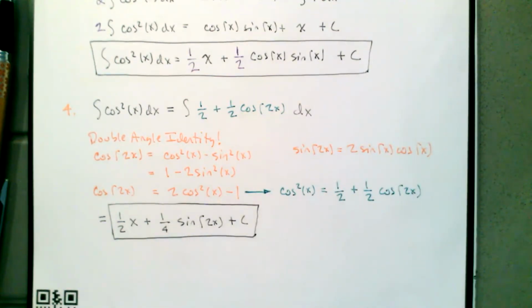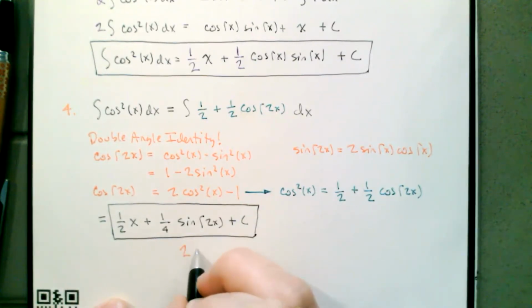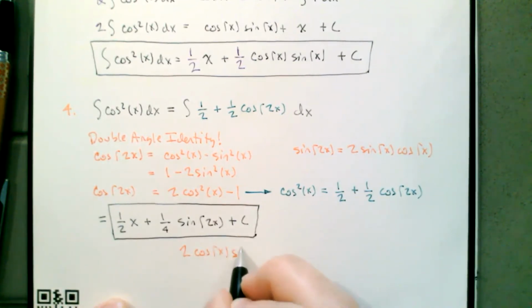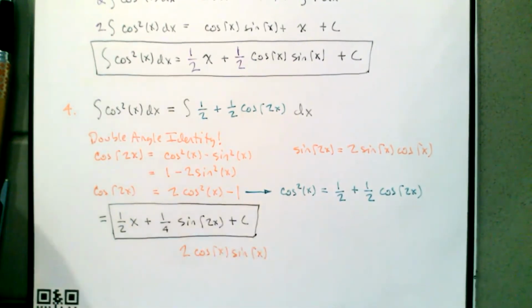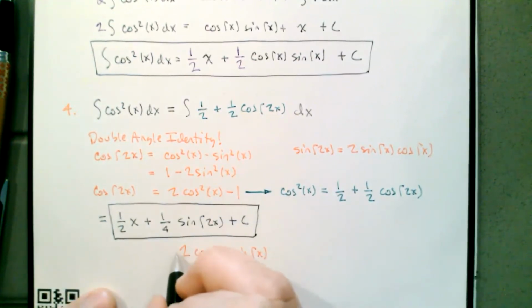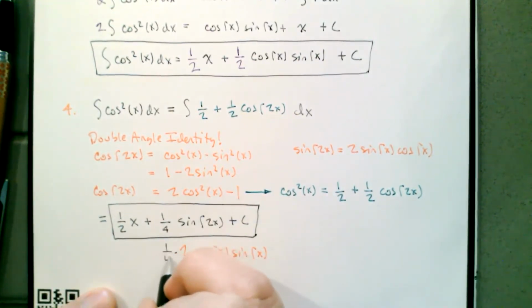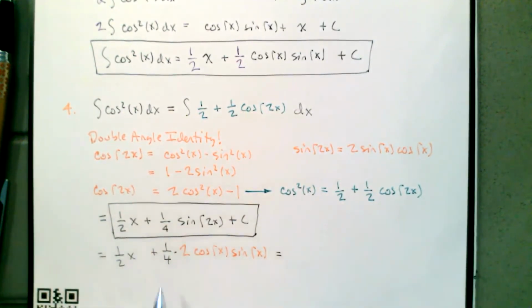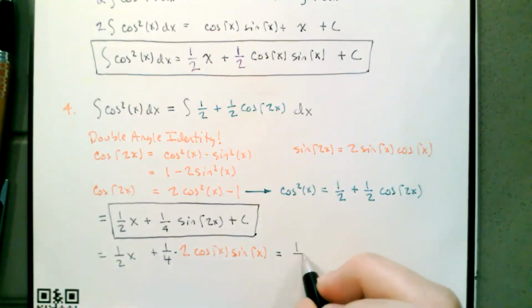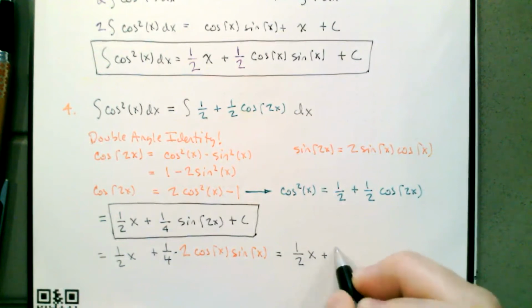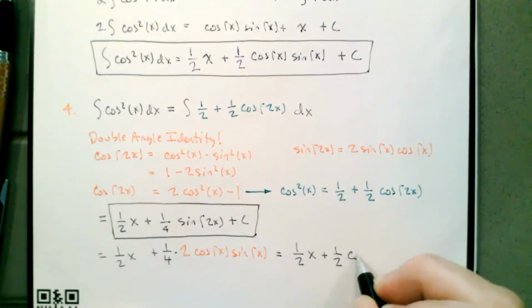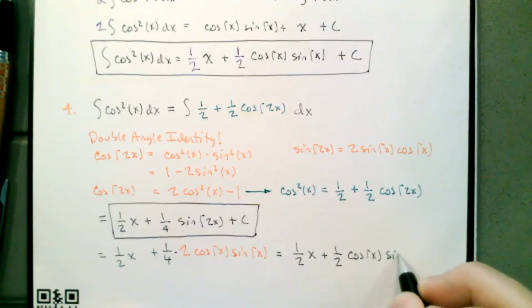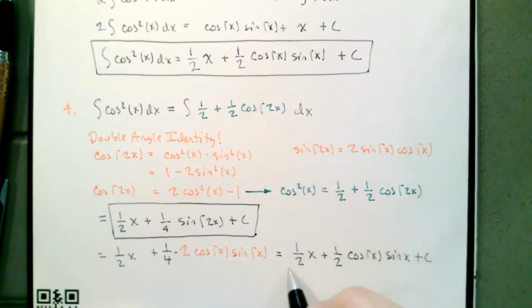So if I replace my sine of 2x with 2 cosine x sine x, the 1/4 and the 2 become a 1/2. So I get 1/2 x plus 1/2 cosine x sine x plus c.